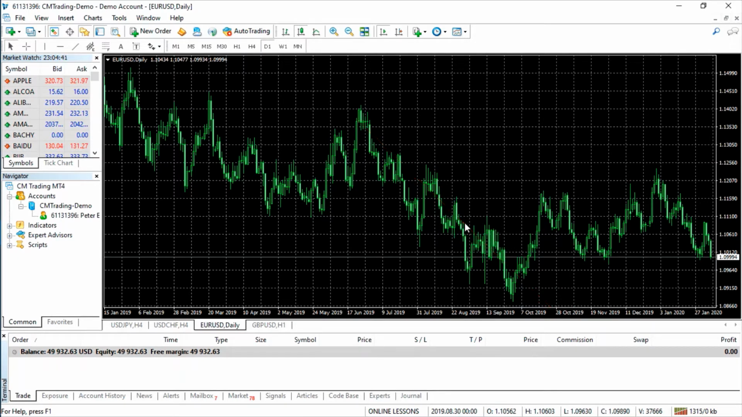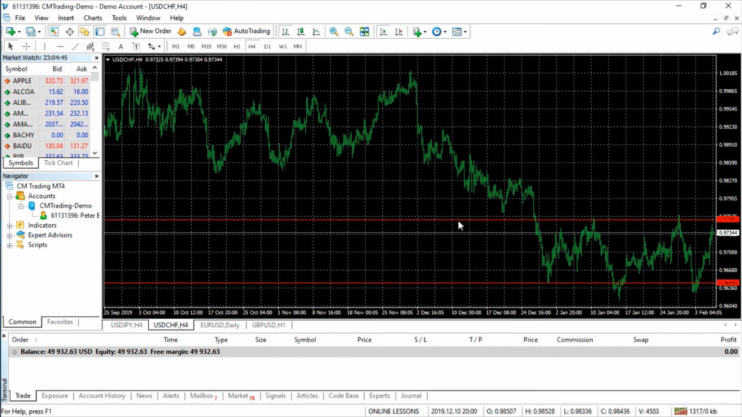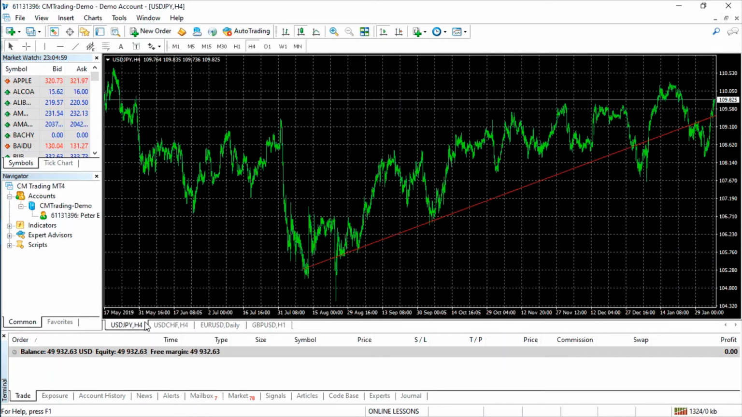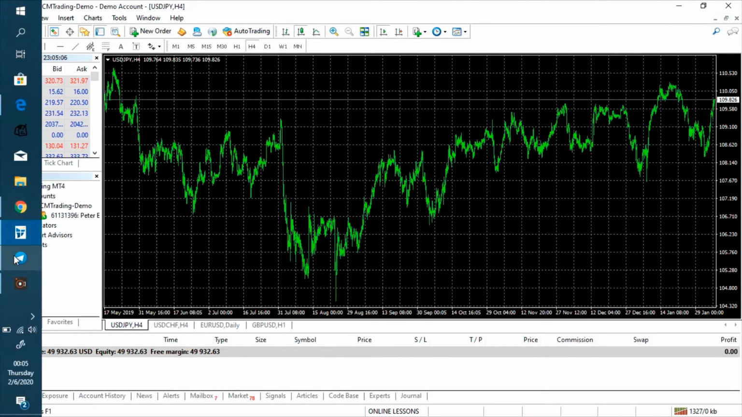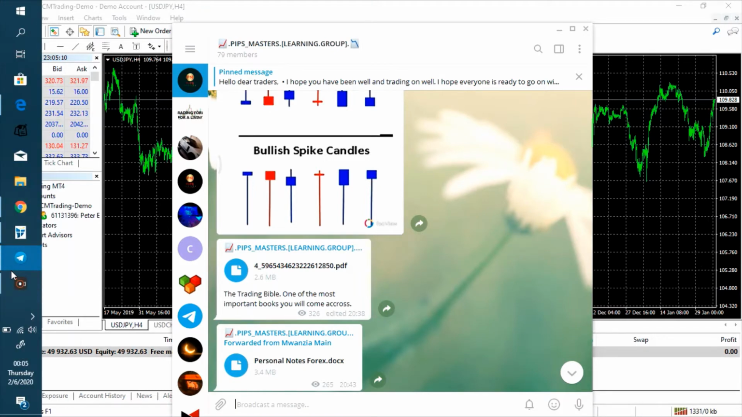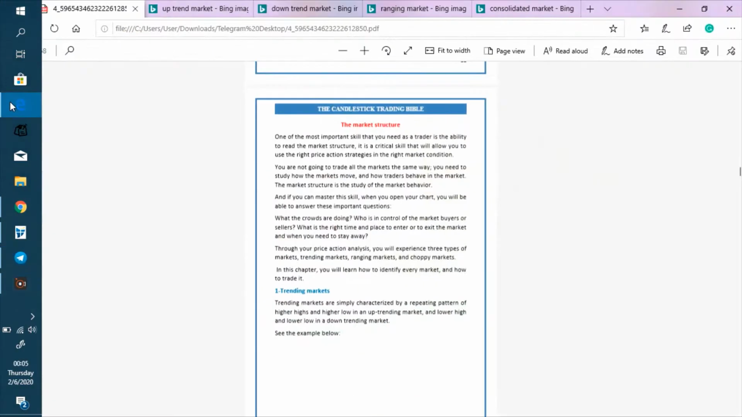When it comes to the types of trends, there are various things we're going to look at. For us to call something a downtrend, for us to call something an uptrend, we need to have the structure forming certain things, and that is forming new highs, new lows. I hope that makes sense. So we're going to refer to our book from the Telegram group, the Trading Bible.